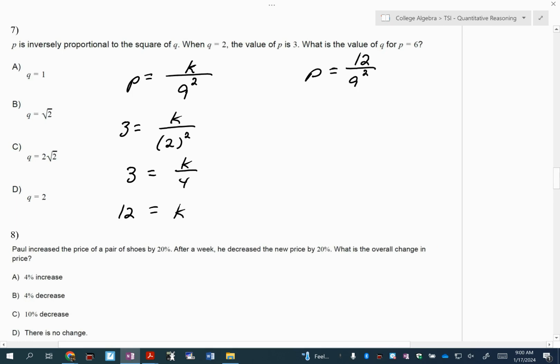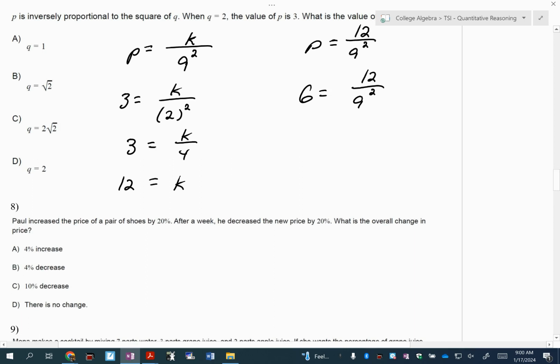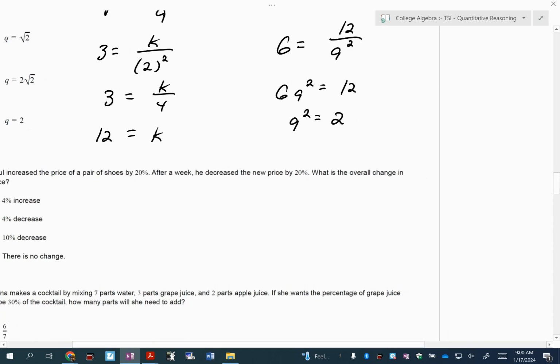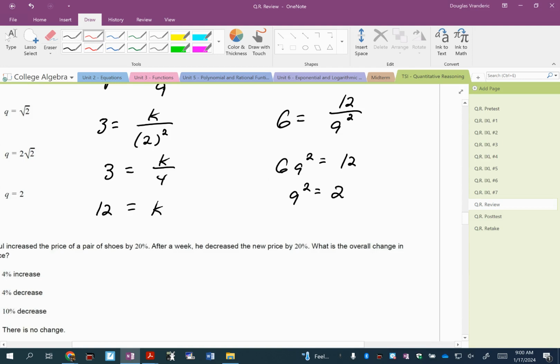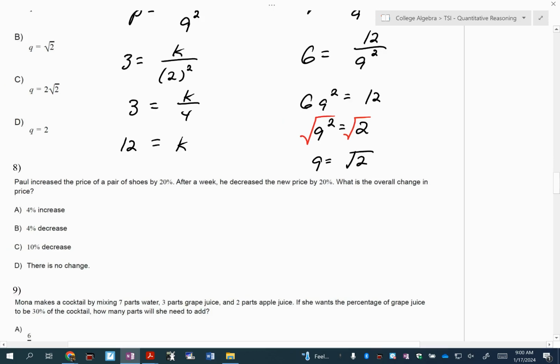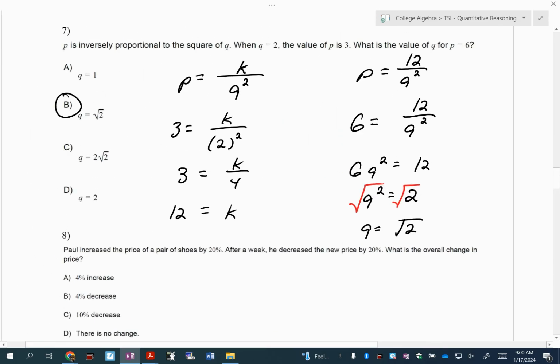And it wants to know what is the value of Q when P is 6. So plug in 6 for P, and let's solve for Q here. So that's going to be 6 times Q squared equals 12. Move the 6 over with division. 12 divided by 6 is 2. How do you get rid of that square? We're going to take the square root of both sides. So that's why Q is equal to the square root of 2, which is B.